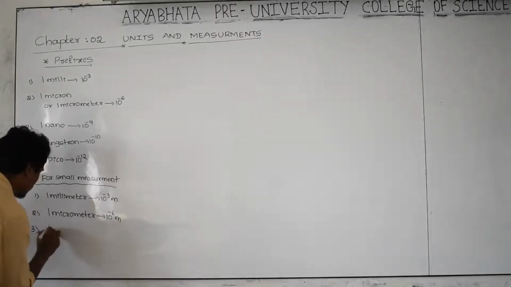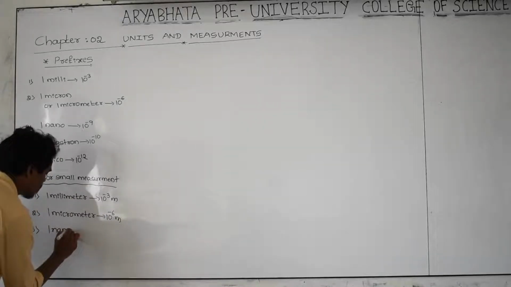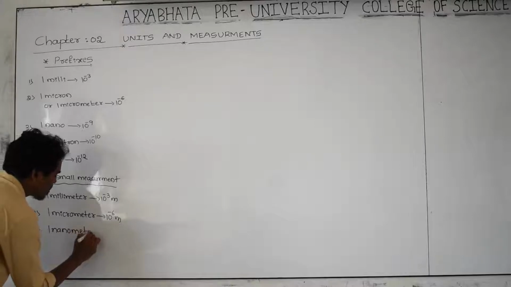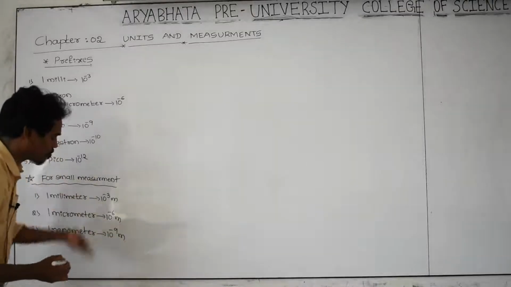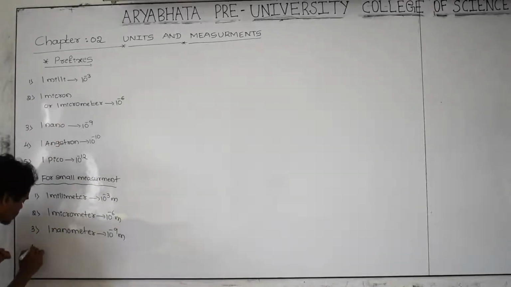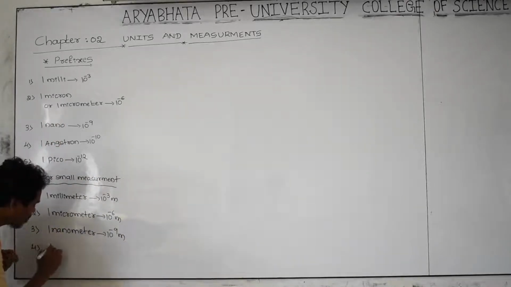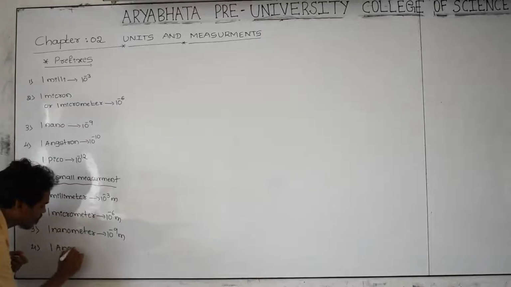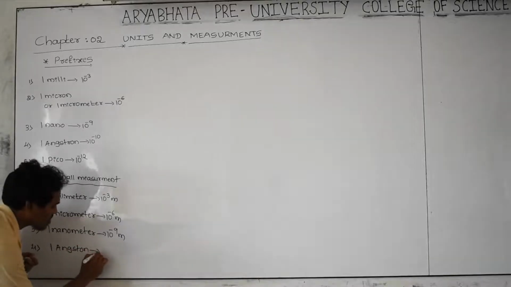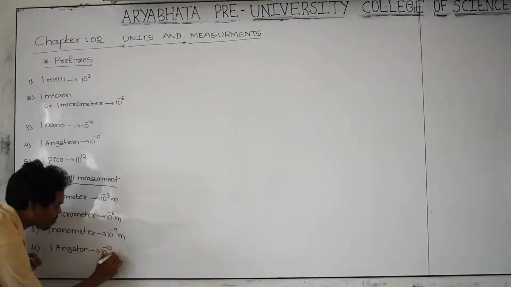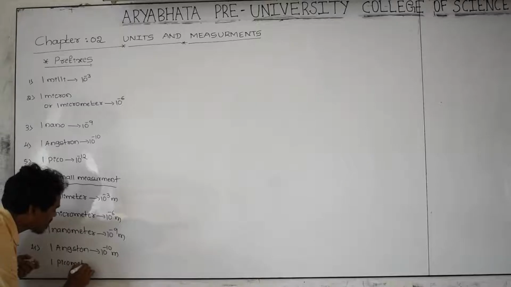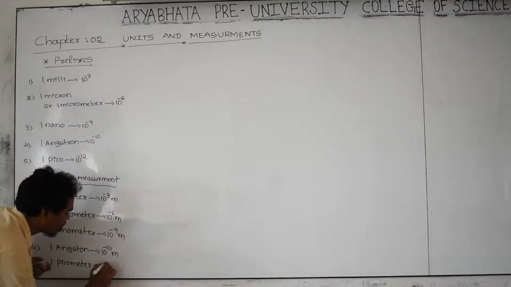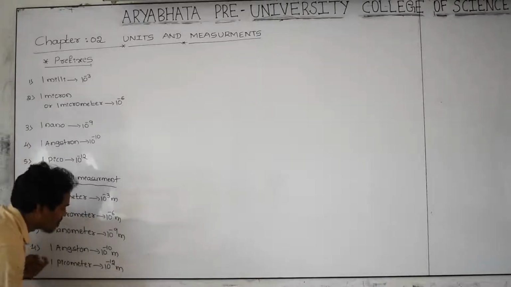The third one is 1 nanometer, which is 10 to the power of minus 9 meter. For small measurements we use this. The next one is 1 angstrom, which, as you know very well, is 10 to the power of minus 10 meter. And the next one is 1 picometer, which is 10 to the power of minus 12 meter.